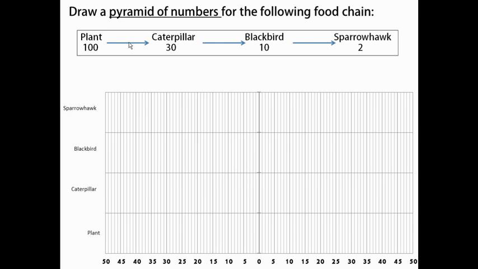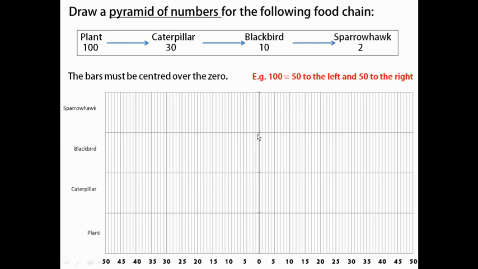So we can represent our food chain in a slightly different way as well, okay? And that way is a pyramid of numbers. We take the numbers of each individual species at each point in the food chain, and we plot it like a pyramid, okay? You can see here, we start at 0. Every bar must be centered on 0.